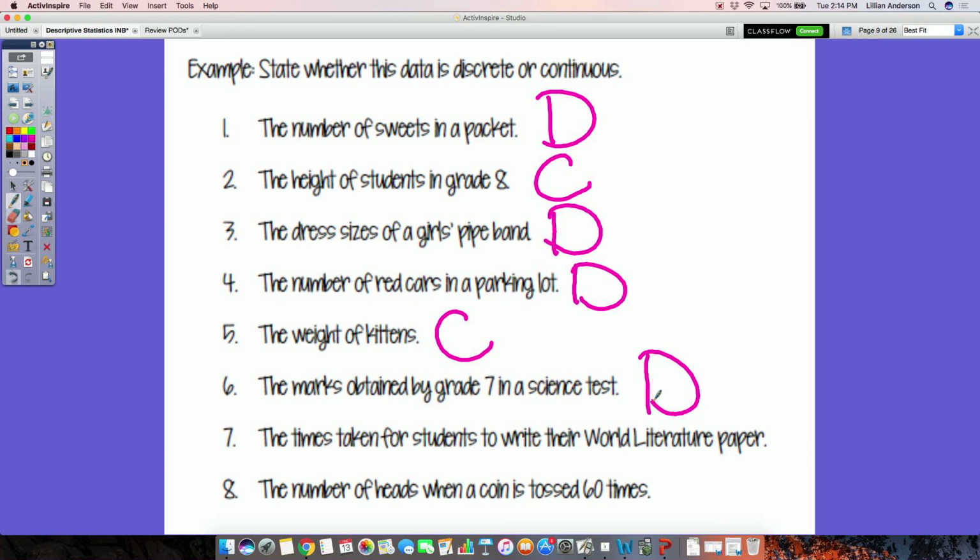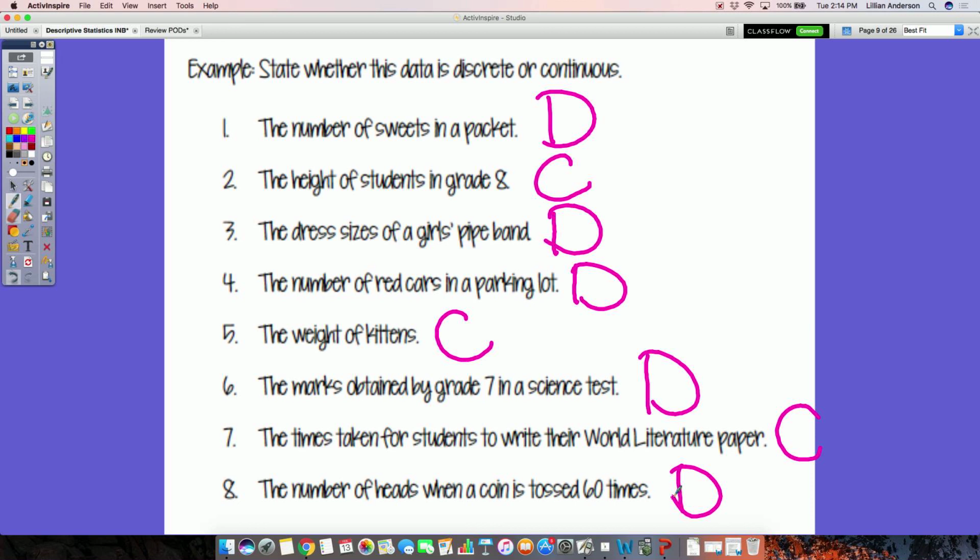The times taken for students to write their world literature paper. Continuous. Time is always continuous. And the last one, the number of heads when a coin is tossed 60 times. Discrete. How do we do? 8. Good stuff. Okay? Questions on that?